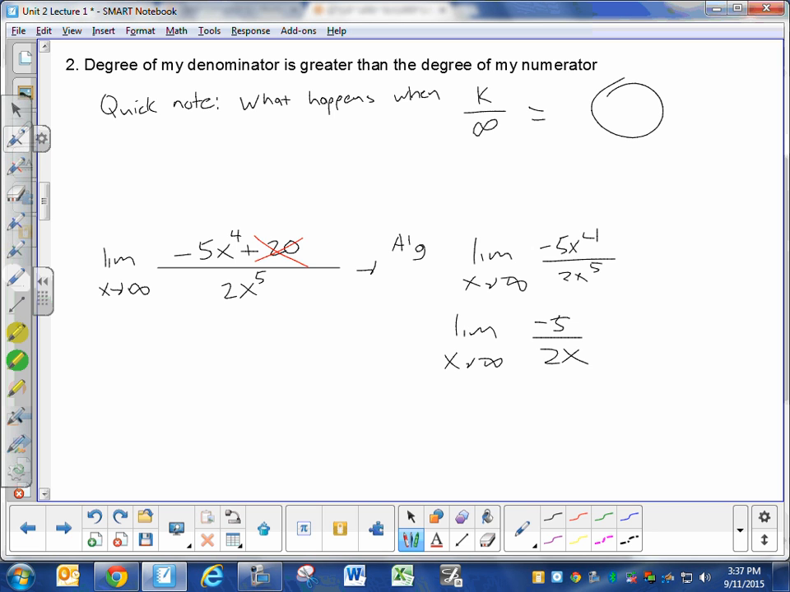If I plug infinity into that x, my denominator was growing. I'd have negative 5 over something infinitely huge. We'd get something infinitely small, essentially 0. Now, we would say that this is essentially 0, but it'd be coming from the negative side. In this situation, we don't care. We just say the horizontal asymptote is located at 0.